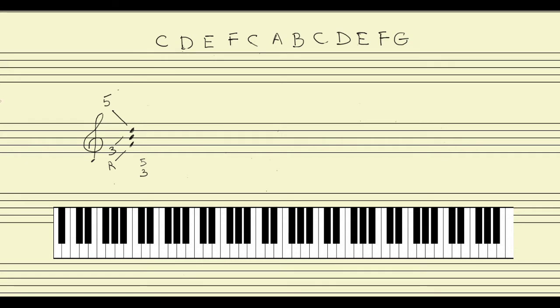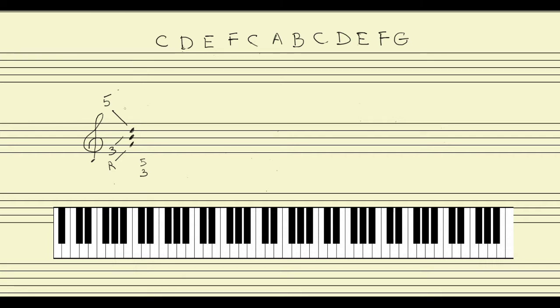We have our root, which is G. We have our third, which is B. And we have our fifth, which is D. So G, B, D. Root, third, fifth. Notice that the root of the chord is on the bottom.